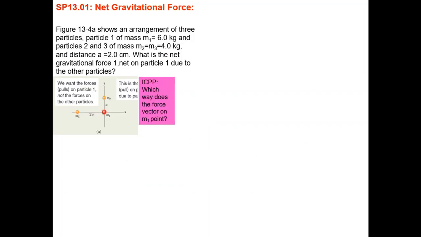So the net gravitational force, it shows in this figure 13.4, okay. It shows an arrangement of three particles, particle 1 of mass m1 equal to 6.0 kg, and particles 2 and 3 of mass m2 equal to m3, which is 4 kg. And a is equal to 2 centimeters. What is the net gravitational force F1 net on particle 1 from the other particles? Which way does the force vector on m1 point? Let's see. We want the force on particle 1, not the forces on the other particles.